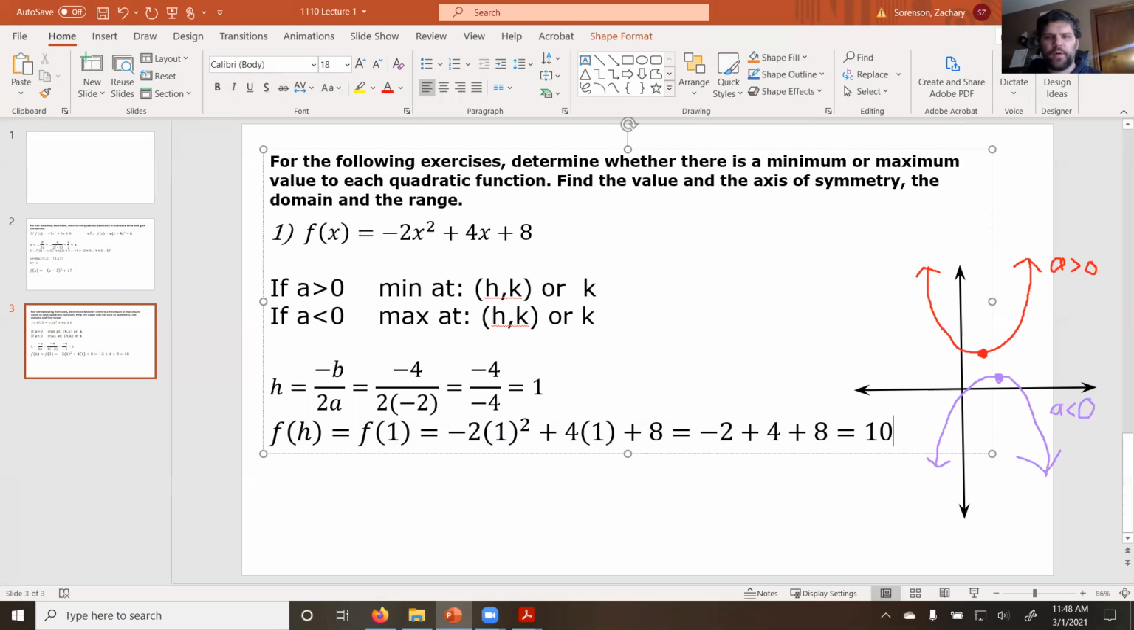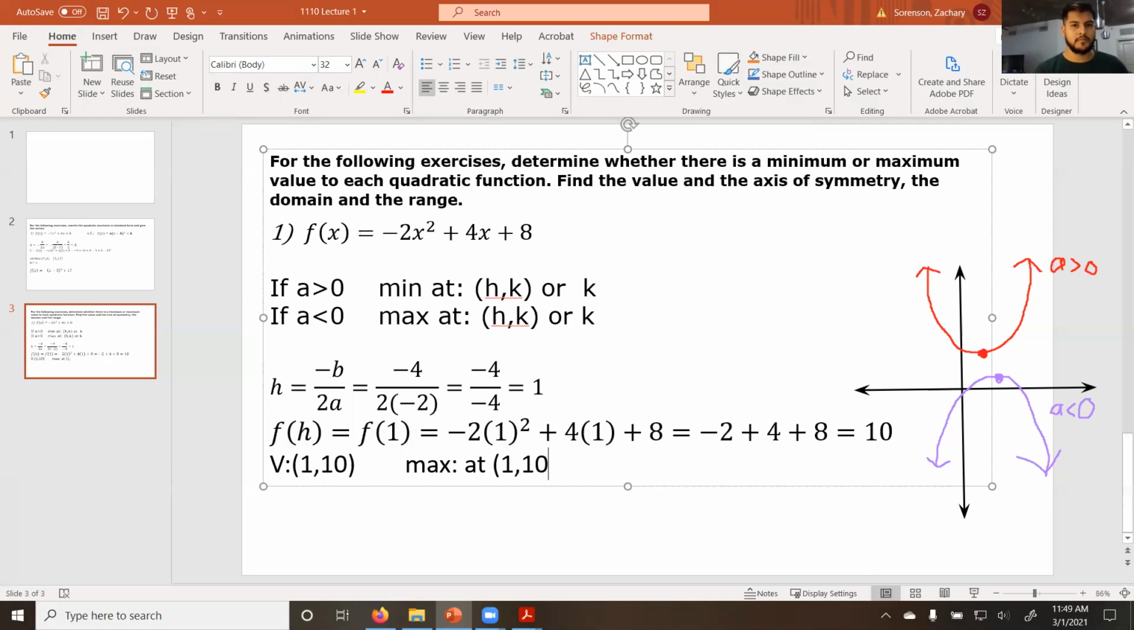Okay. So my vertex is what? Oh, it says frowny face. 1, 10. It is (1, 10). It's my h, it's my k. Okay, so now using this information, does my graph have a maximum or a minimum? And what is the value of my maximum or minimum? It would have a maximum of 10. How did you know it was a max versus a min? Because the a was less than 0.